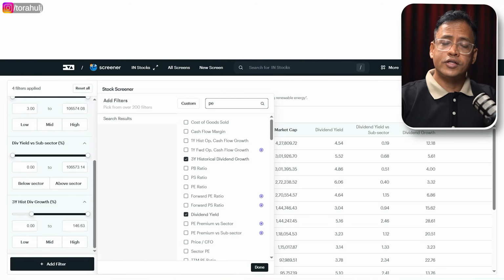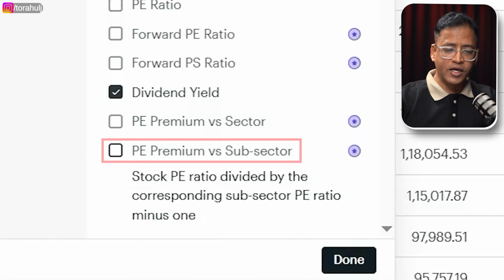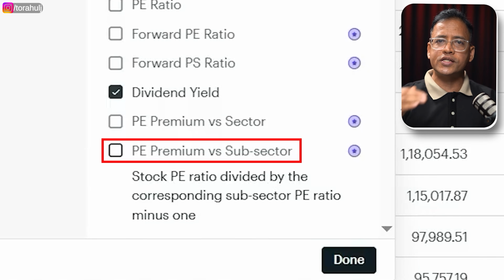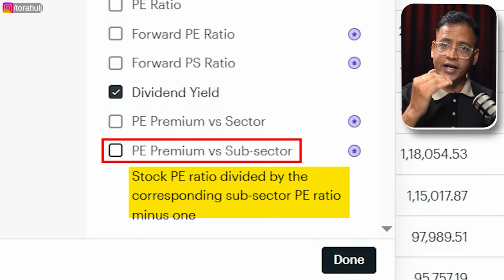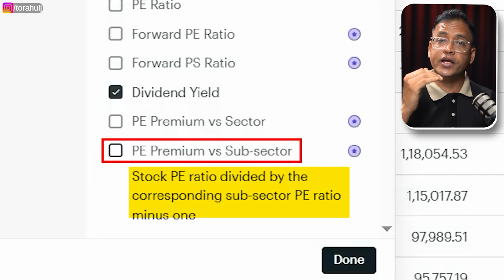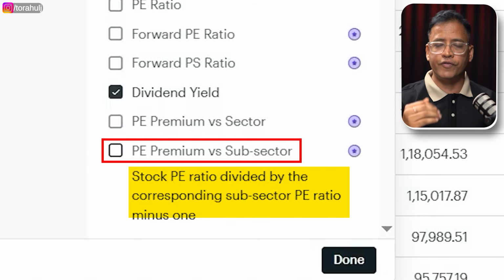Now, there are 19 companies. How do I further choose or shortlist from these companies? One of the important factors is the valuations. You cannot just go and buy any company at any valuations. You have to look at valuations. The simplest parameter I'm going to use here is the PE premium versus subsector, meaning what is the PE of the company or the stock right now versus the subsector. Is it trading at premium or is it trading at discount? If it is trading at discount, it is better for me from a valuation perspective.